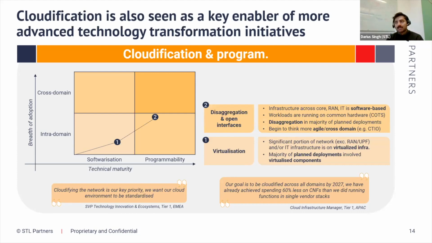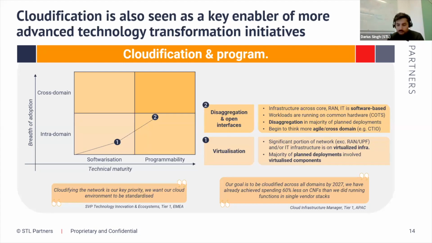The second step here was in disaggregation and opening up more of those interfaces. So looking at infrastructure across core, RAN, IT being software-based, but now we're moving towards that common off-the-shelf hardware and possibly workloads running on more of that common hardware platform. And again, here we're thinking disaggregation may not be in all deployed deployments, but maybe in the majority of planned or upcoming deployments. So breaking down those network functions or those proprietary network stacks into smaller components that may then be able to be run with separate vendors, or may be able to be run in different geographies. So the example we often use is the BBU, breaking that down into the CU, the DU, the RU, running those possibly with different vendors and in different locations.